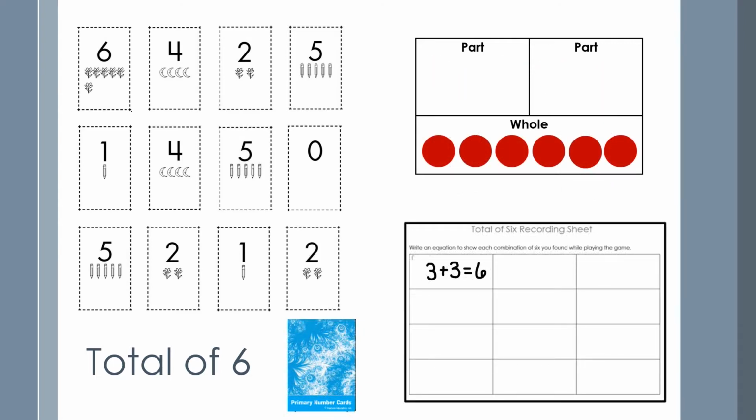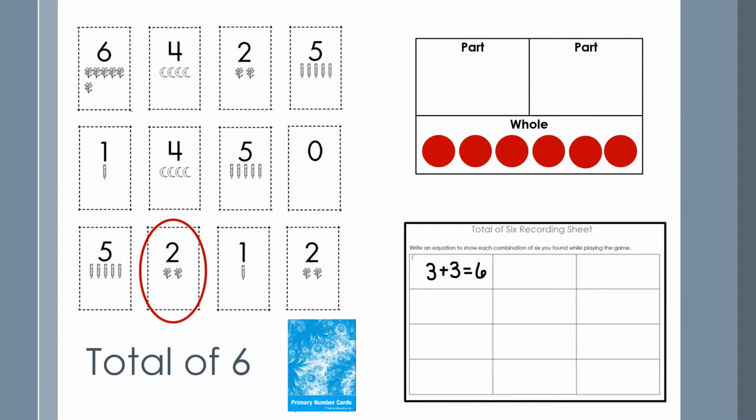Another way to find the total of 6 is to use the pictures on the number cards to help you. For example, maybe you would want to find a combination using the number 2. You could say 2 and then count on while pointing to the pictures on another card. Let's try with the number card 5. 2, 3, 4, 5, 6, 7. Oops, that's a total of 7.